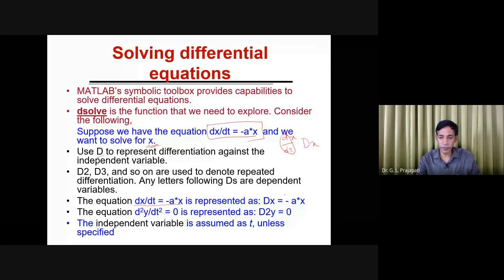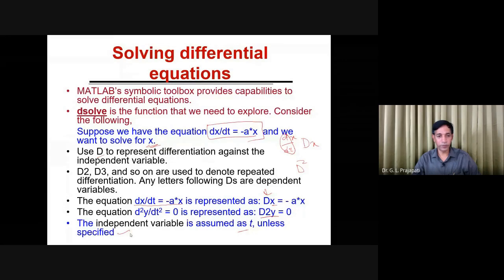So d by dt is represented by the capital D, and then the dependent variables, whatever your dependent variables are. And if you have a differential equation of degree 2, then d square y divided by dt square, so you have D2, which means d square, so D2y. The independent variable is assumed as t unless specified. So in the case of differential equations, the independent variable is assumed as t if you are not specifying. So t is the independent variable.